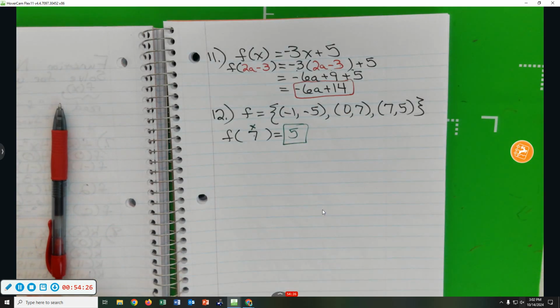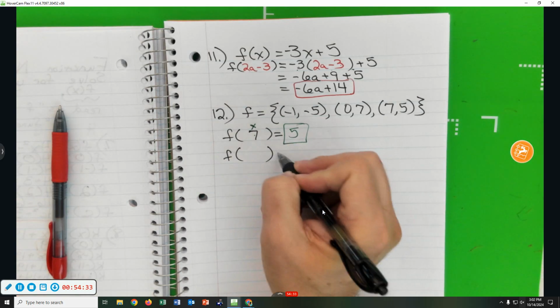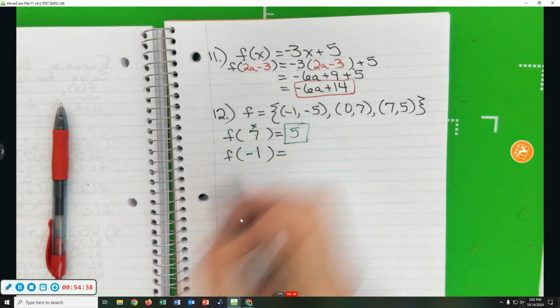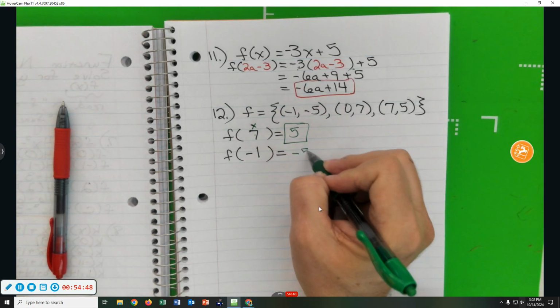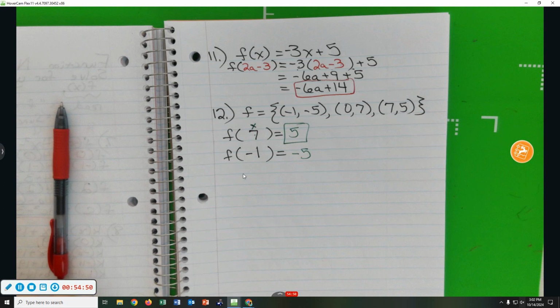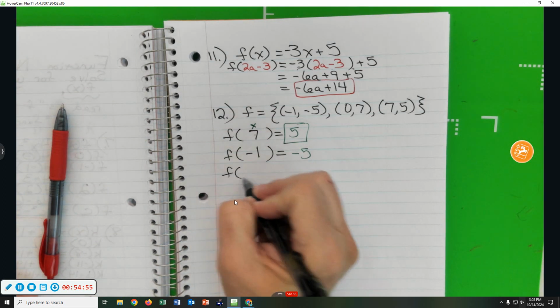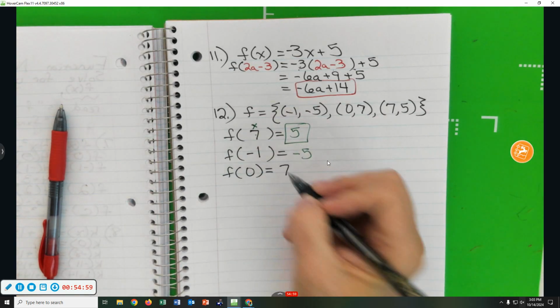Now, let's pretend that there was another part to this problem. There's only two other problems that you could have on this. You could have f of -1. Okay. What would f of -1 be? When x is -1, the y value is negative 5. There's only one more problem that you could have from this. F of 0 equals 7.